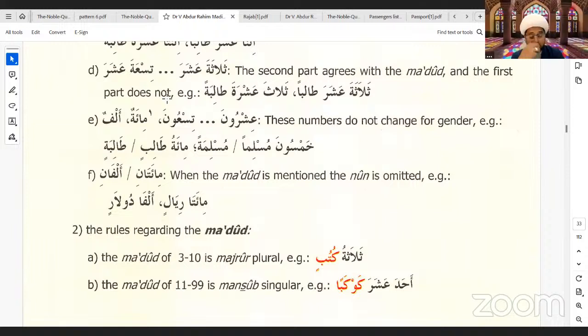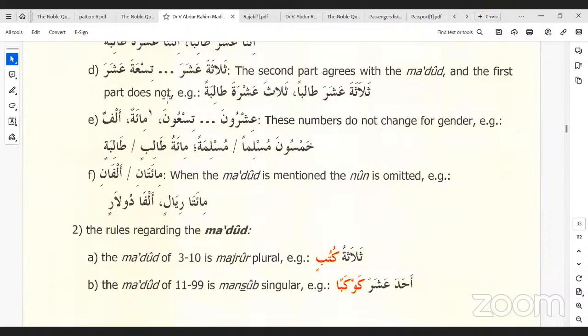Excellent. Point E. Ishruna to tis'una, mi'atun and alfun. These numbers do not change for gender. For example, khamsuna musliman or muslimatan. So khamsuna stays the same, regardless of whether it's masculine or feminine. And then mi'atu talibin or talibatin. So the number doesn't change regardless of whether it's masculine or feminine.